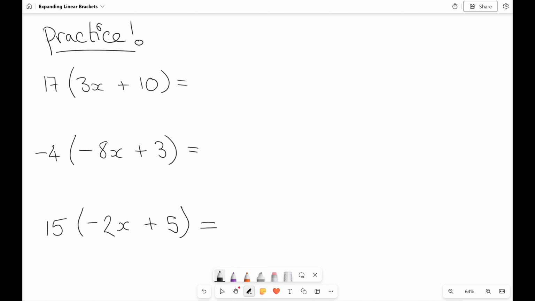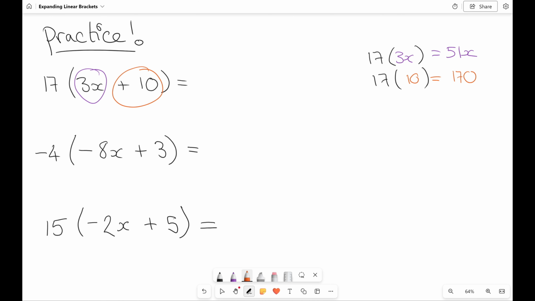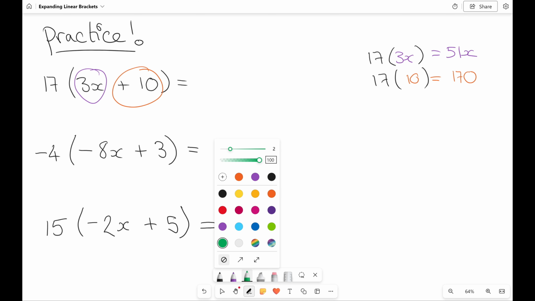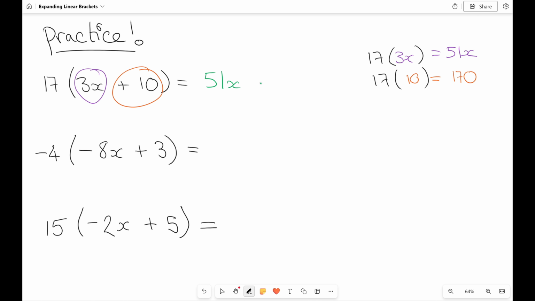Alright, so welcome back. Let's get straight into this. So I'm going to circle these in colours so that we know what we're timesing. We have in our bracket 17, and what's going to be inside the bracket is 3x and 10. 17 times 3x is 51x. And 17 times 10 is 170. So the answer to this question here is going to be 51x plus 170. There's no minuses in this question, so everything's positive. Okay, let's look at the next one.